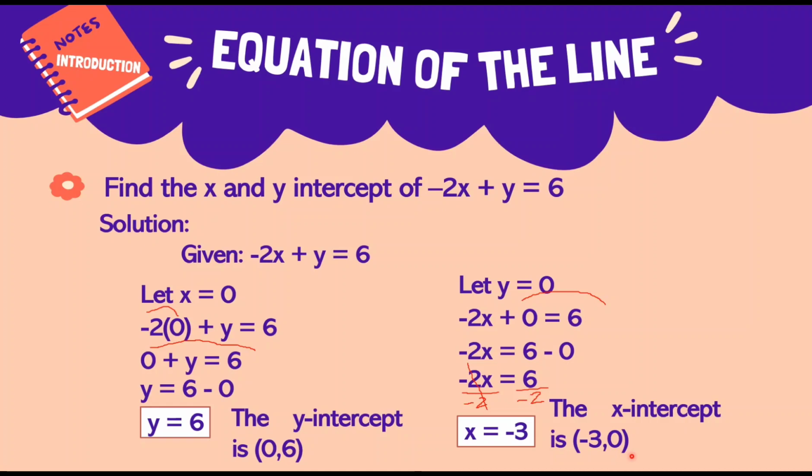So, I hope nakatulong yung ating discussion para mas maunawaan kung paano ba kunin yung 2 points that will satisfy the equation. Second, finding the slope and the y-intercept. And then the third is to find out the x and y-intercept.